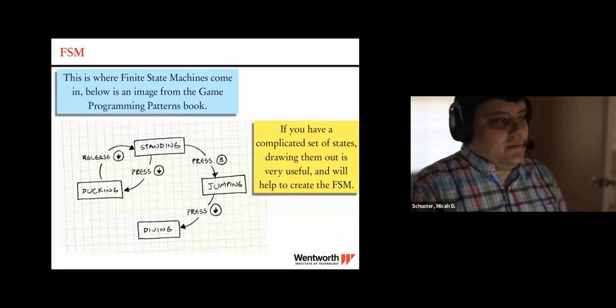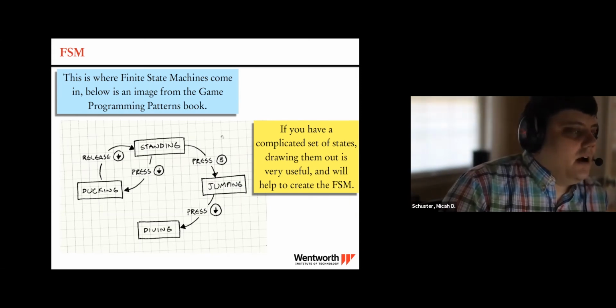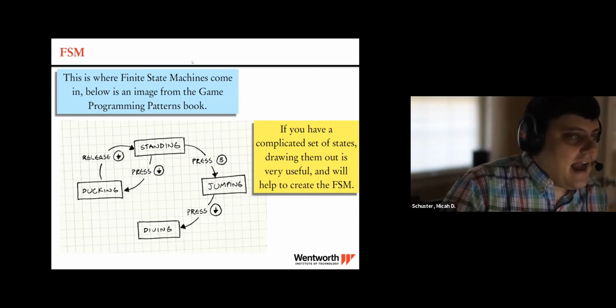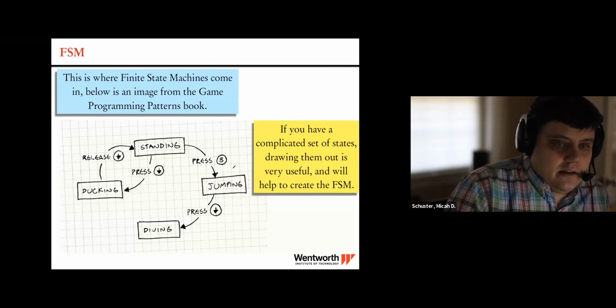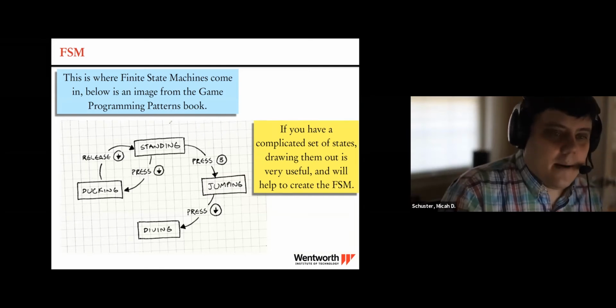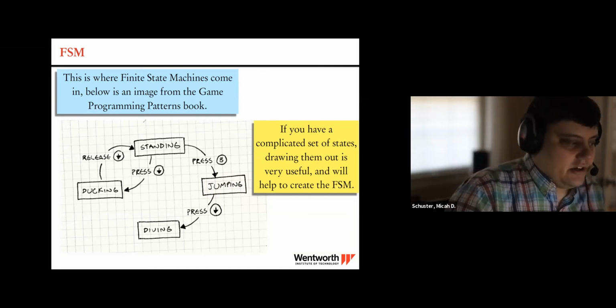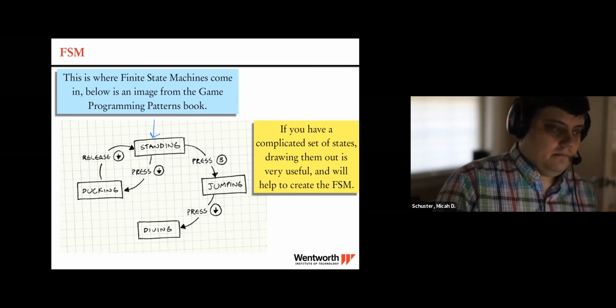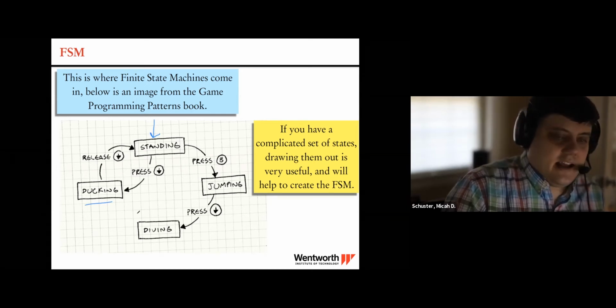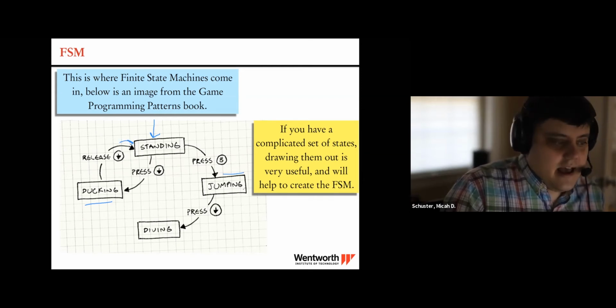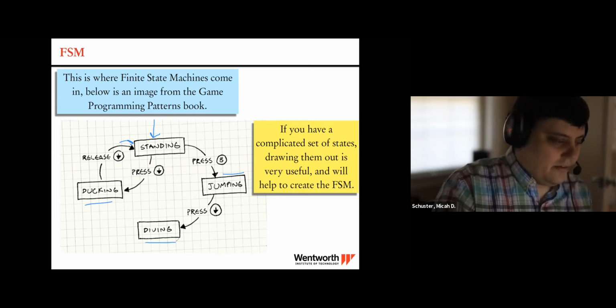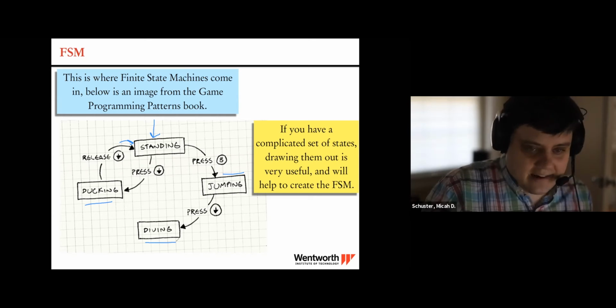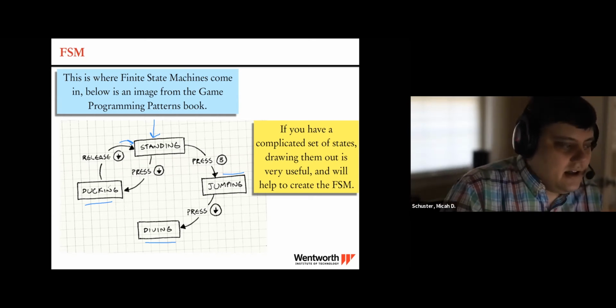So this is where the finite state machine comes in. This is the image from the Game Programming Patterns book, and it's basically the same sort of thing that we just saw. It's a diagram of the possibilities for what the character can do. If we start with standing, if you press down, you're now in a ducking state. If you release down, you're back to the standing state. If you press B, you're in a jumping state. If you're in the jumping state and you press down, then maybe you go into a diving state, a jumping attack sort of state, like a dive attack or something.